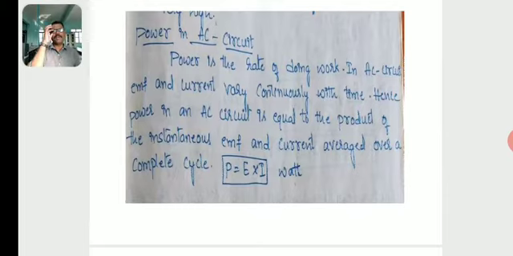So in mechanics, power is work done by time. But in case of AC circuits, power is the product of EMF and current for one complete cycle.